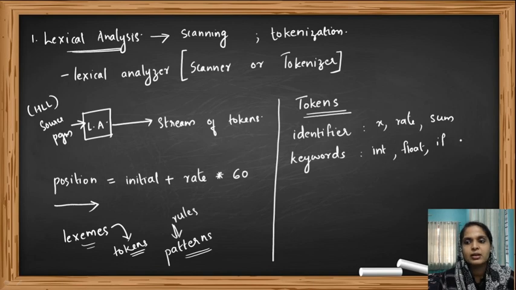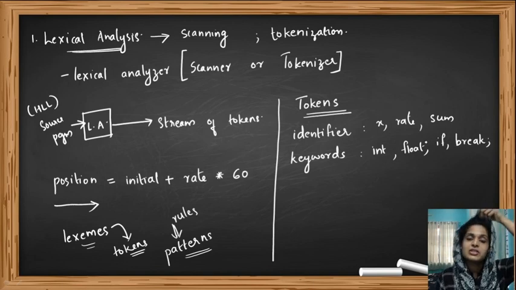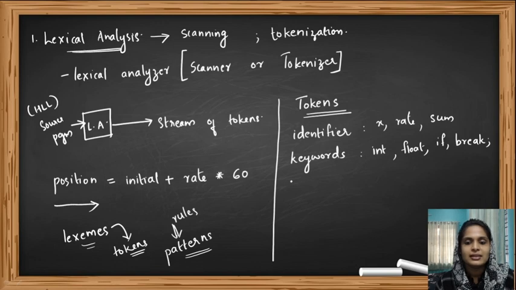If is a keyword. Break is a keyword. All these words which have a predefined meaning are known as keywords. So, keywords is a token. Then constants is a token. Constants mean some integer values. It can be integer 60 or it can be some float value, I mean decimal value 60.0. All these are constant values.